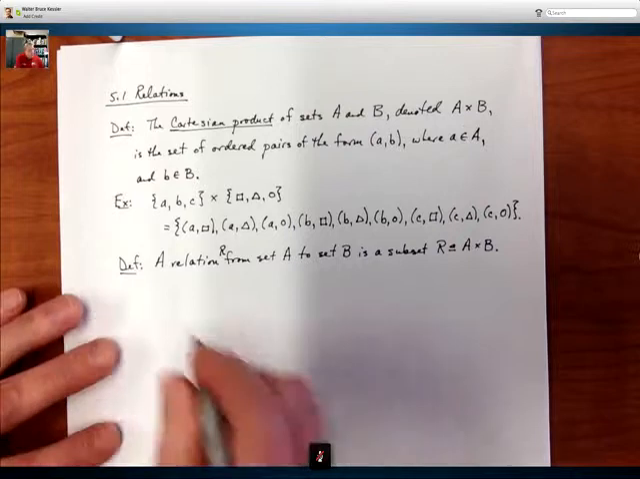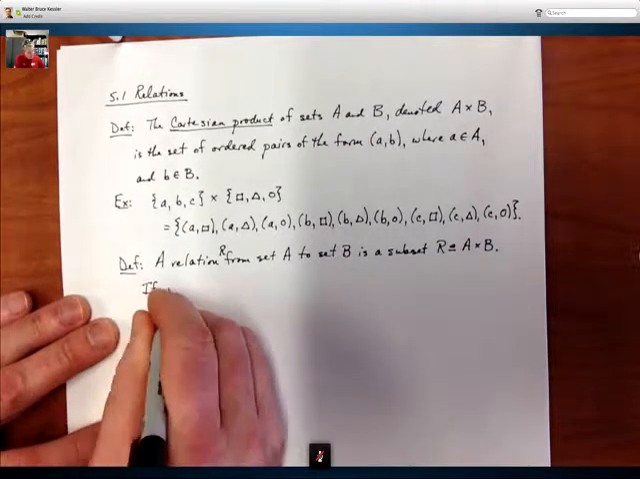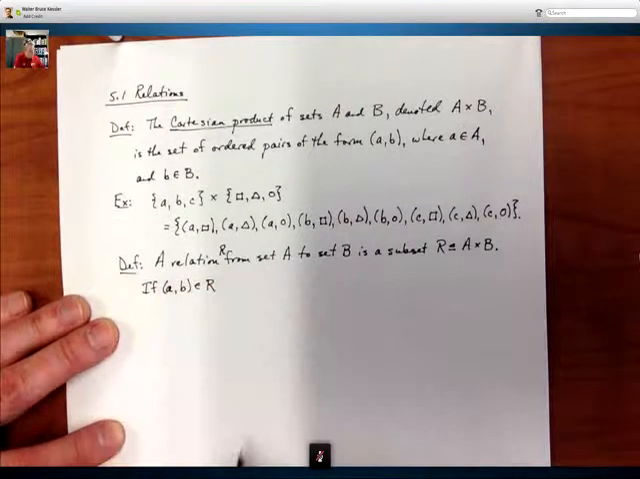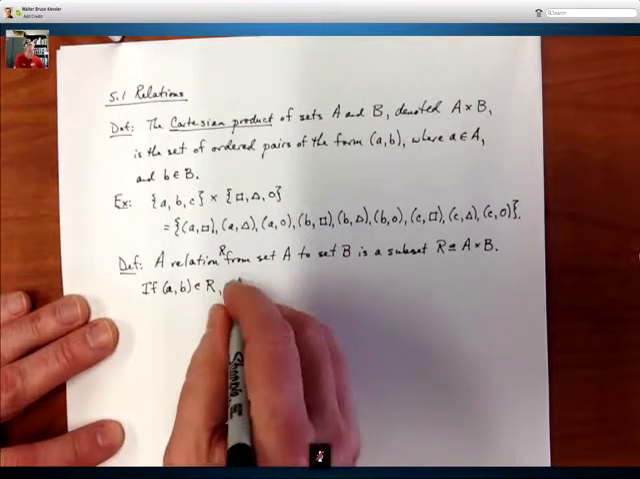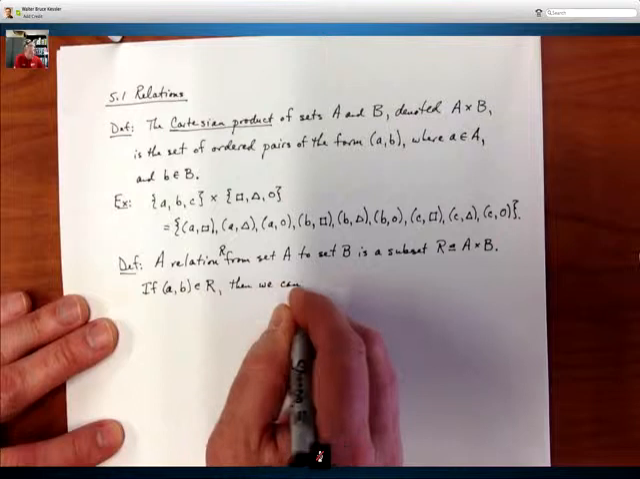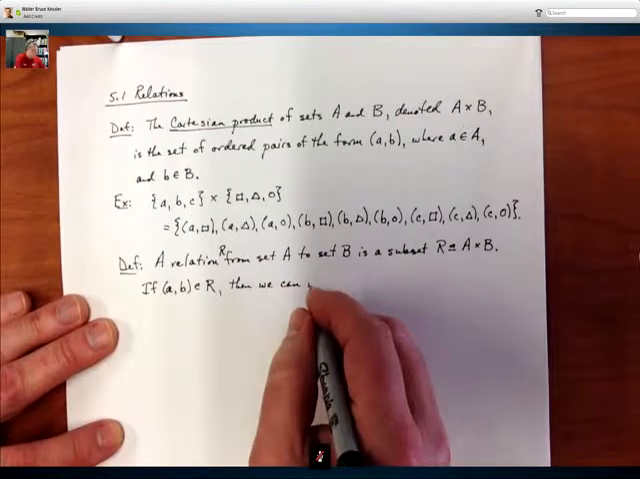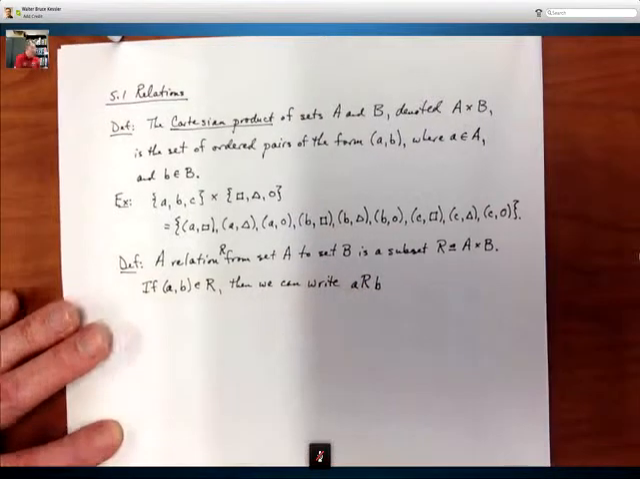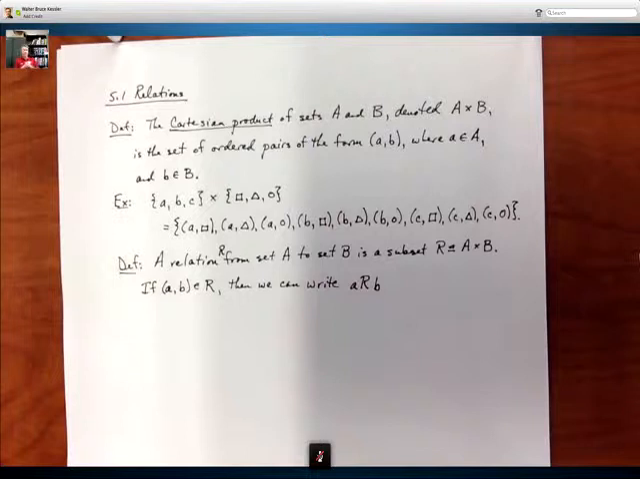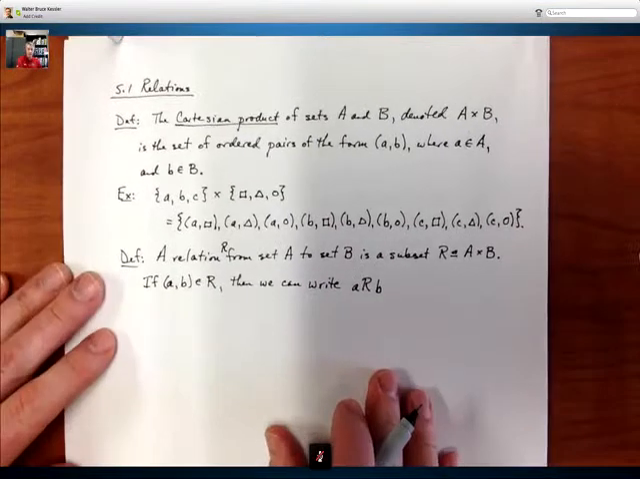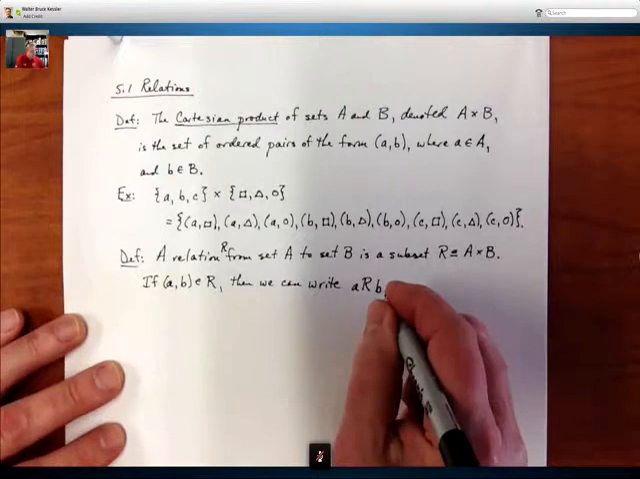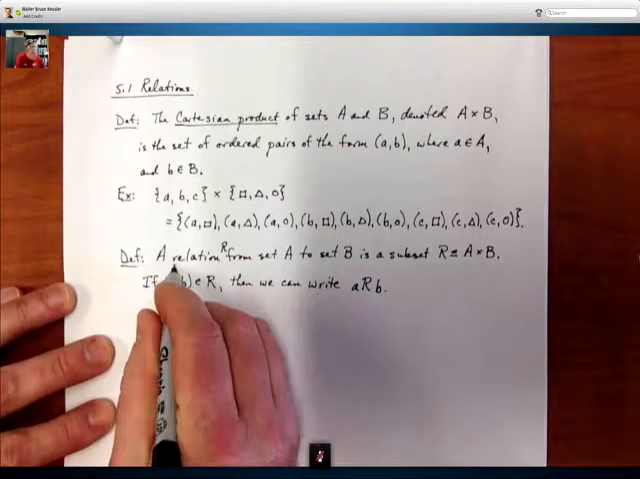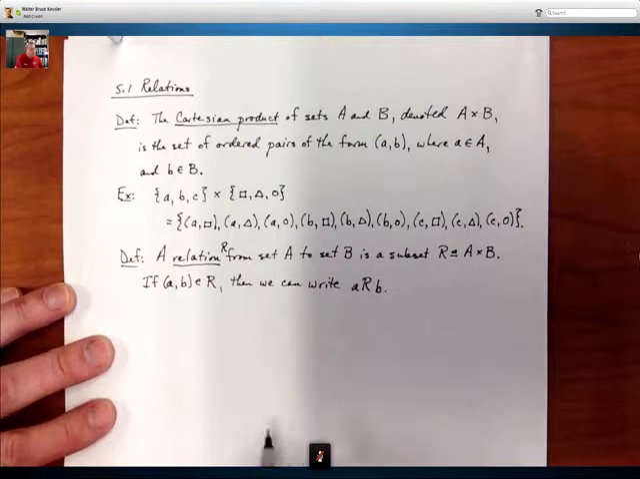And there's a little bit of notation that goes with that. If (a, b) is in the relation R, then we will sometimes write a R b. And I'll give you some examples here in just a minute that make it clear why we would do something crazy like that. I'm going to go ahead and keep defining things since we've got all these R's and A's and B's here.